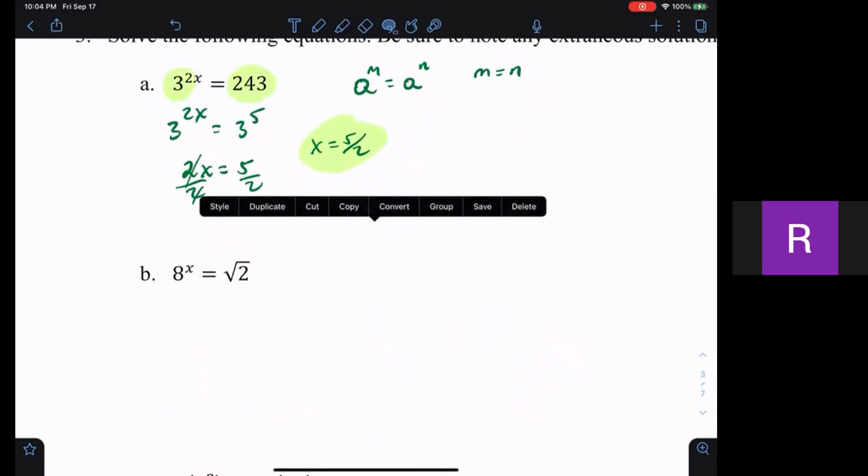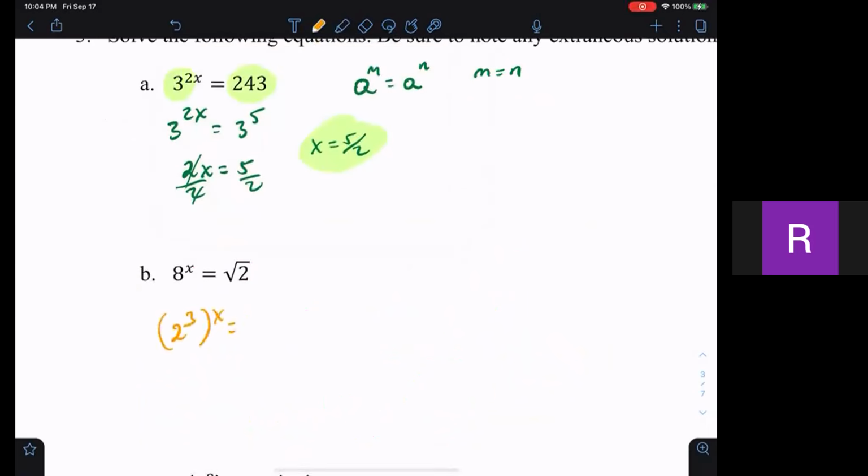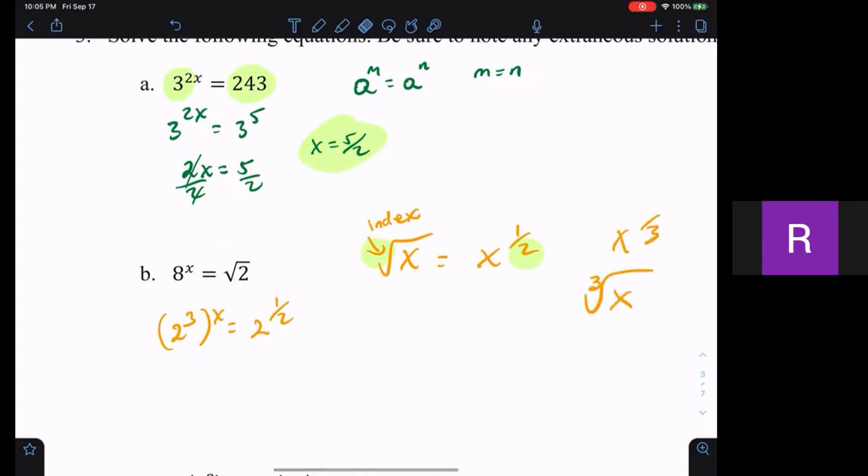Okay, this one. Let's see what happens here. This is going to be 2 to the 3x equals 2 to the 1/2. Remember, square root of x is the same as x to the 1/2. This denominator goes in the index. Whatever this denominator is, it goes on the index. Because this is a square root, you don't need to put the 2 inside the radical. But if it was, for example, x to the 1/3, then you would have to put the cube root of x here. And if this was a square, you can put the square here, or put it this way. It's up to you.